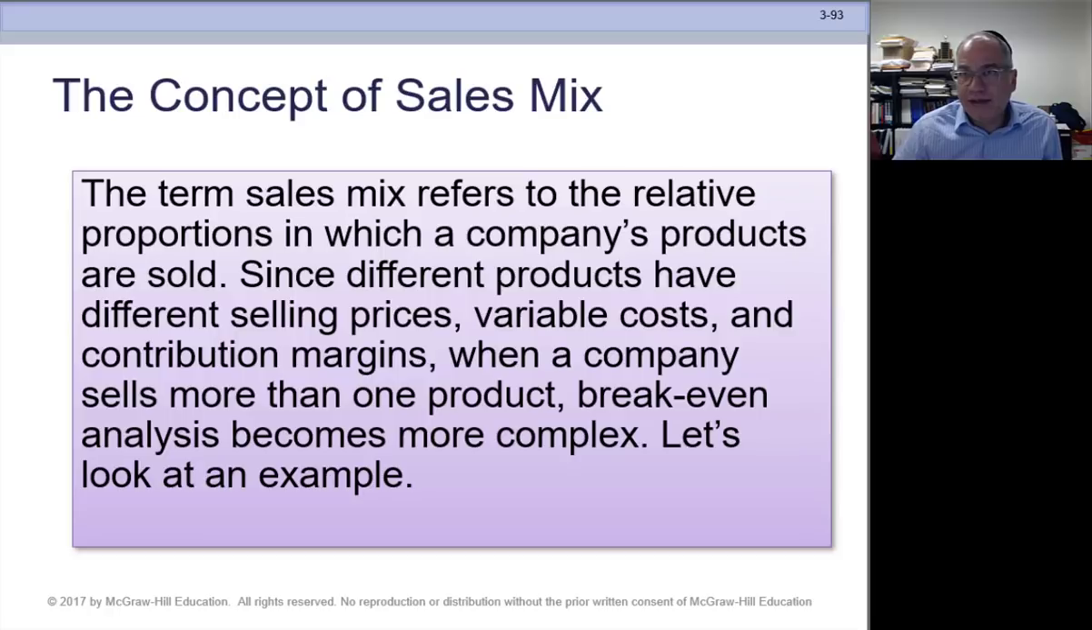Most companies are not like that at all. They have some products that are more profitable as a percentage than other products. In other words, some products have a higher markup than others. So that means that they have different contribution margins, and that makes your break-even analysis very complicated. And let's take an example of that.